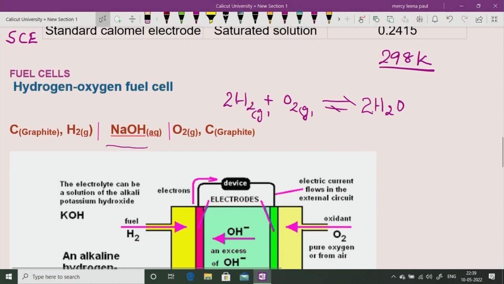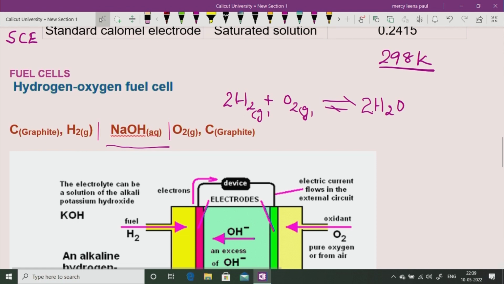Now, let us see how to represent this hydrogen oxygen fuel cell. We have a graphite, which is one form of carbon, then hydrogen gas in contact with NaOH, which is an electrolyte. And also the other side, the electrolyte is NaOH itself. So, you have only one electrolyte, that is NaOH, which is common to both hydrogen part as well as the oxygen part. So, both of them have the same electrolyte. You do not have separate electrolytes for the cathode and the anode.